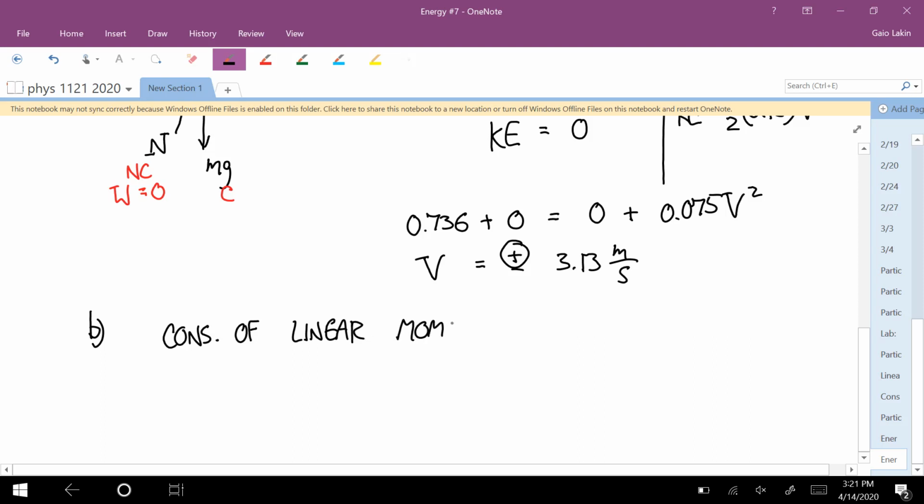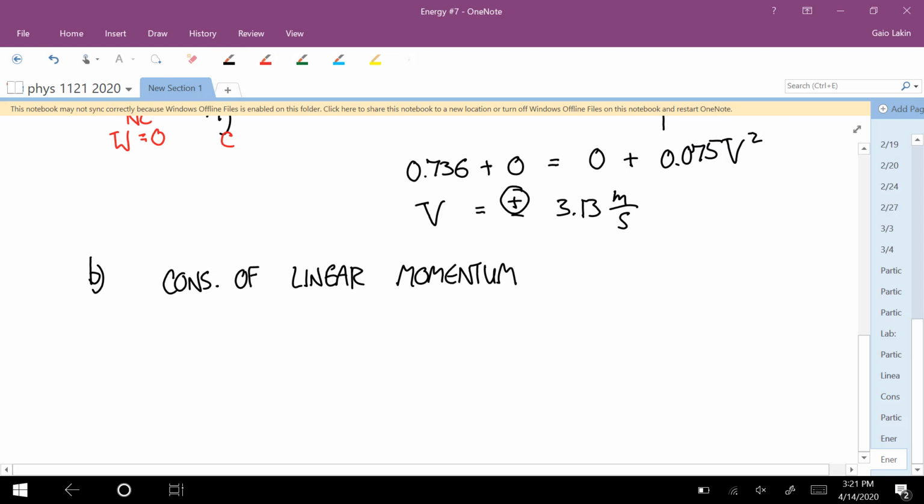And so I'm going to add up the linear momenta of the two balls before the collision and add them up after the collision. To do this, we have to think about what kind of collision we have. Billiard balls are classic examples of elastic collisions. They bounce apart without losing very much energy.